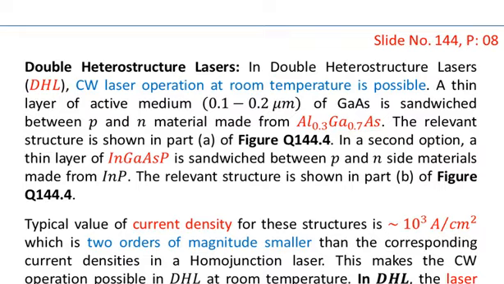Now we describe the double heterostructure lasers, abbreviated as DHL. In double heterostructure lasers, CW operation at room temperature is possible. A thin layer of the active medium, for example, 0.1 to 0.2 micron in thickness of the gallium arsenide, is sandwiched between P and N materials made from aluminium 0.3, gallium 0.7, arsenide. The relevant structure is shown in part A of figure 4.